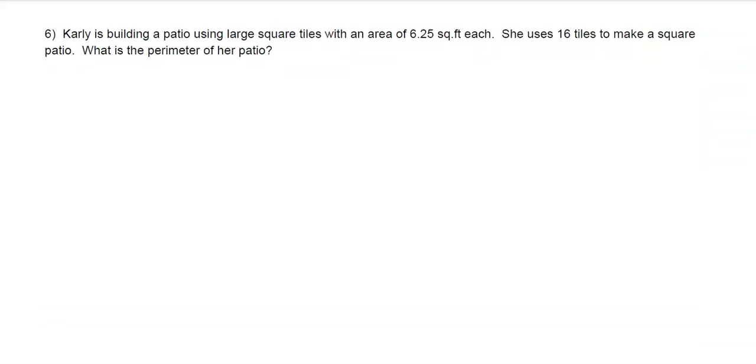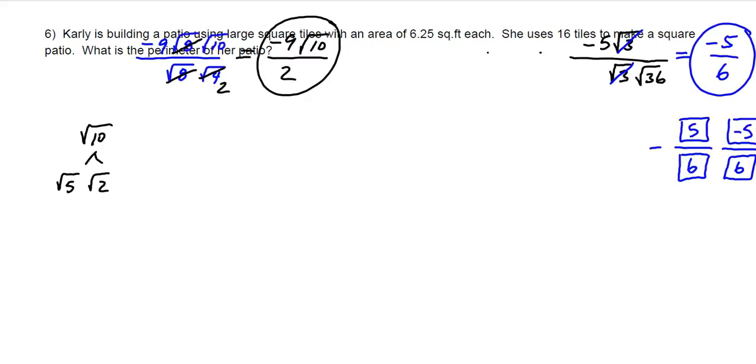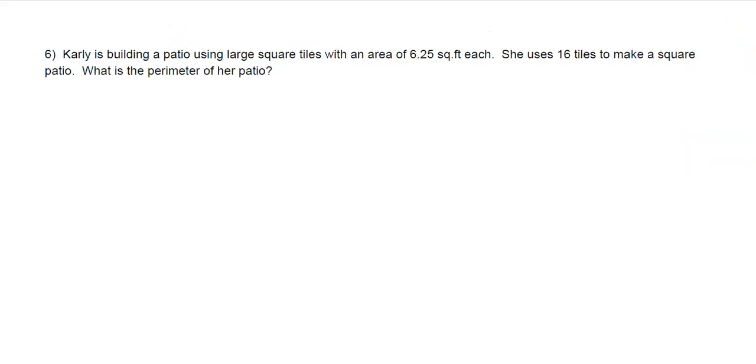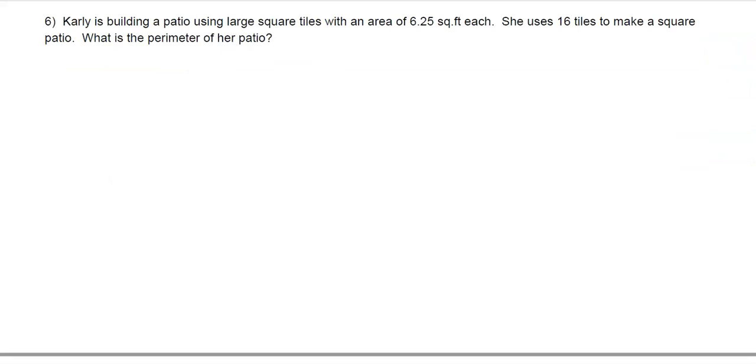All right, number 6, Carly's building a patio with large square tiles. So why don't I just go ahead and draw one of those large square tiles.